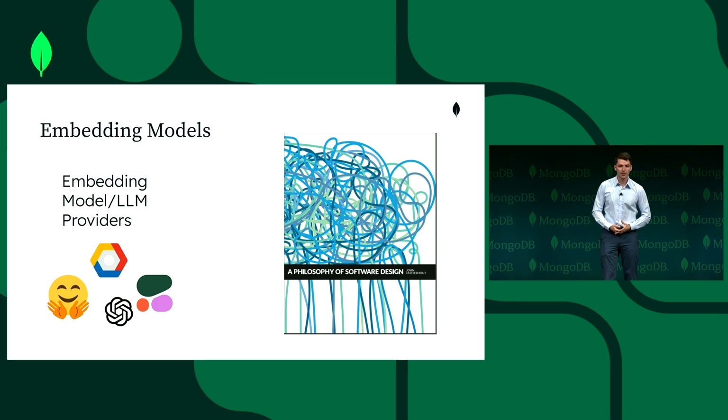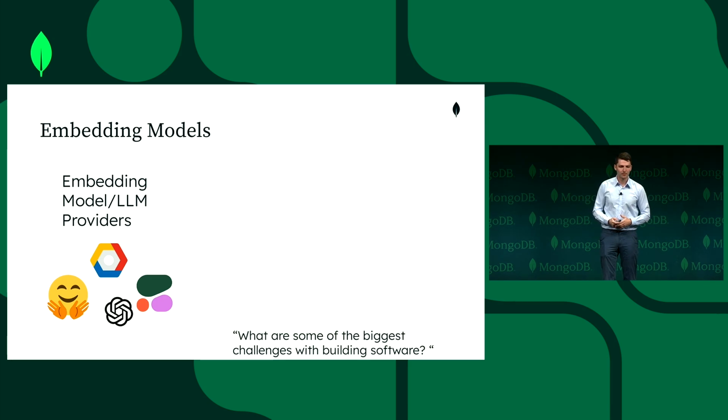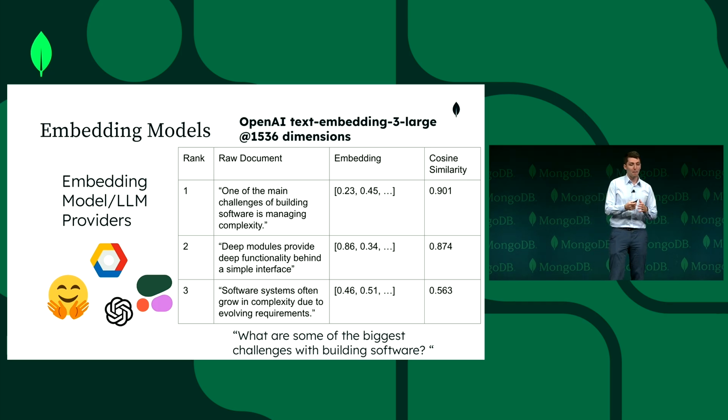I really like this book. It's a very popular software design book, and a lot of my examples will be using query document understanding with chunks from this book. So a reasonable question to ask of a software engineering book is, what are some of the biggest challenges with building software? Now, you might embed this into a query vector and then have a bunch of chunks from the book embedded with their own index vectors.